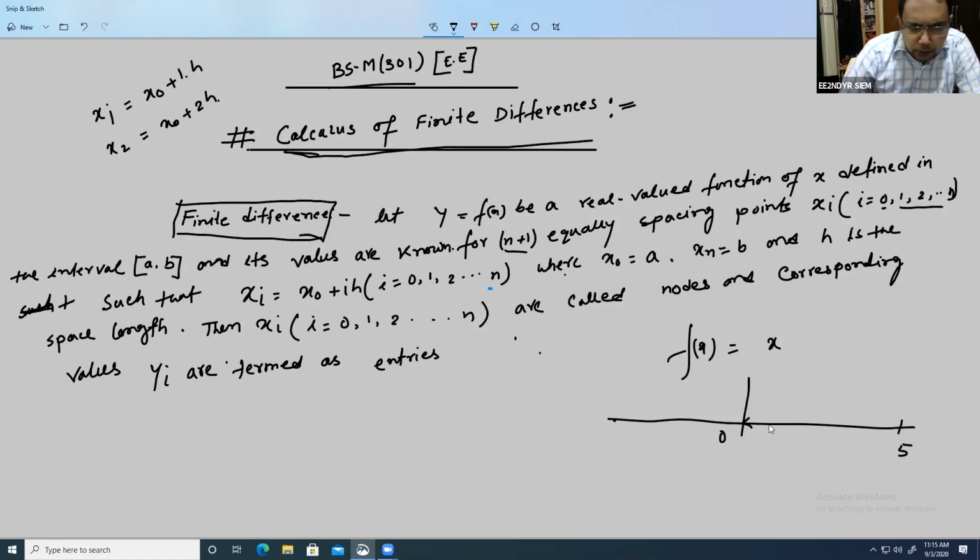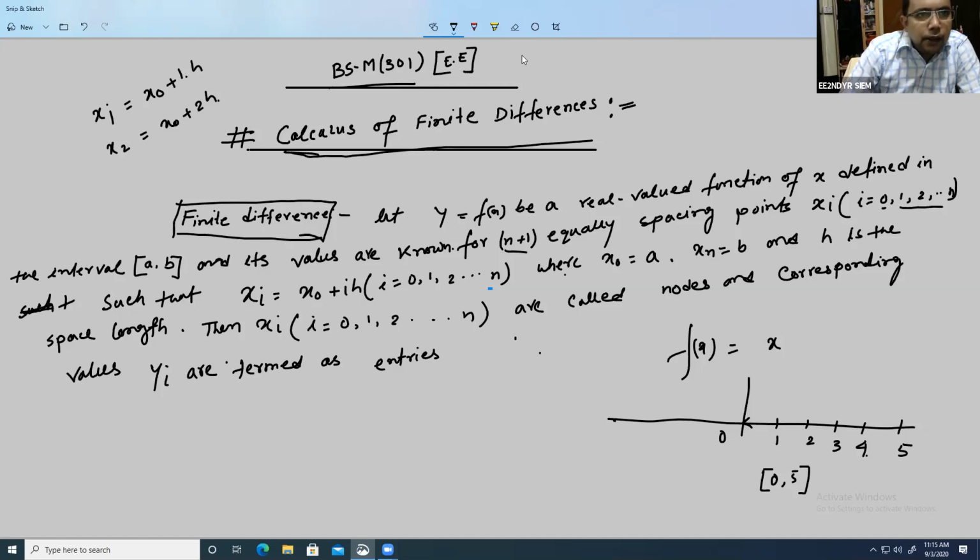Okay. This is your point, say this is 1, say this is 2, say this is 3, 4, and 5. So y is equals to f of x be a real valued function, f of x defined in the interval a to b. So our function is defined from 0 to 5. And its values are known for n plus 1 equally spacing points.